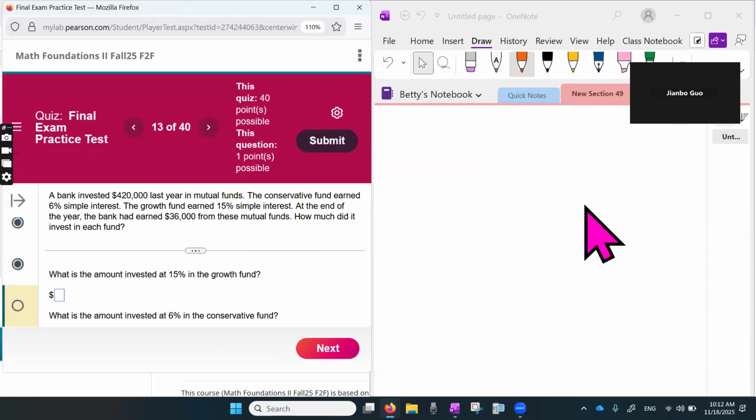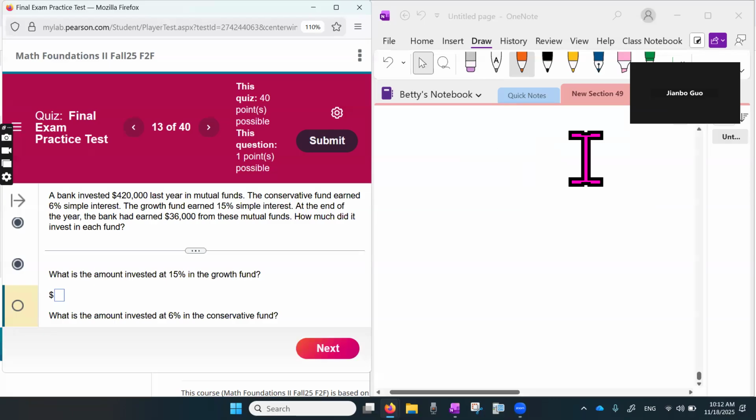And this one, a bank invested $420,000 last year in mutual funds. The conservative fund earned 6% simple interest. The growth fund earns 15% simple interest. At the end of the year, the bank had earned $36,000 from these mutual funds. How much did it invest in each fund?